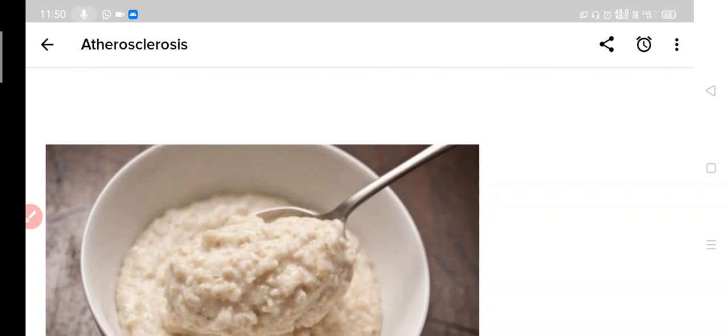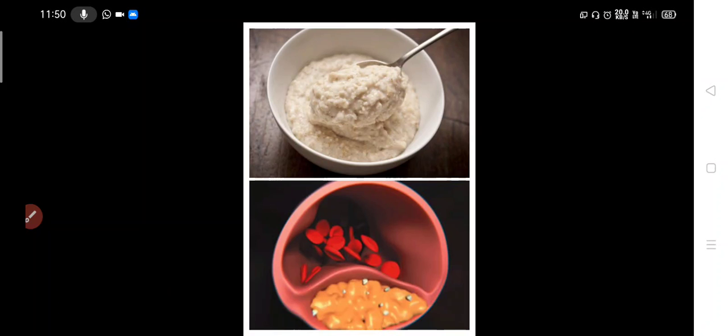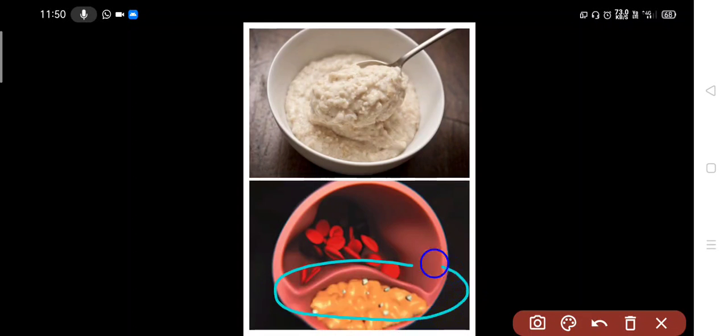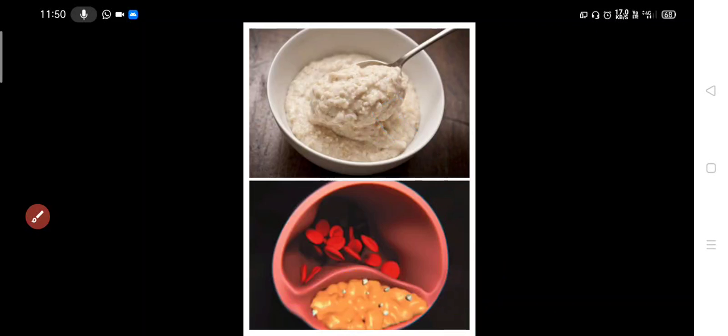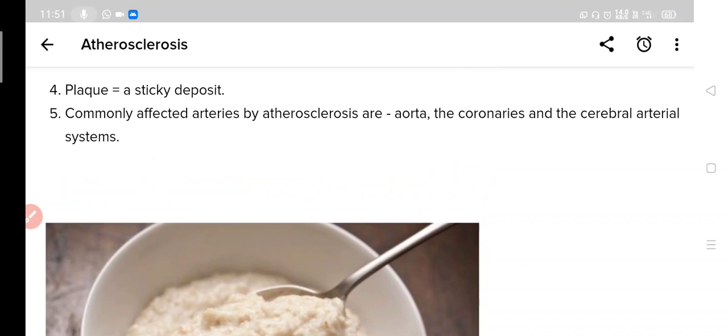Here I have a photo also. In the upper photo is the liquid food, that is called gruel, and in the lower image there is a fatty deposit, the yellow color. You can see that this looks very much like this. Due to this similar look, it is given the name atherosclerosis, because athero means gruel.